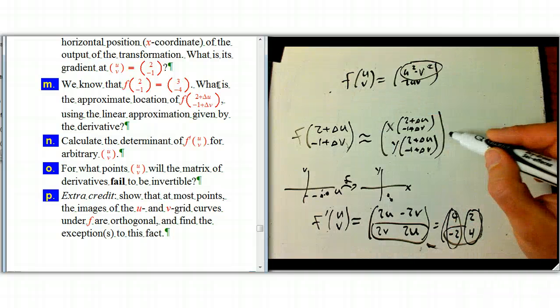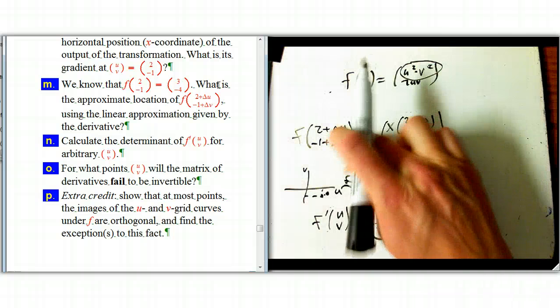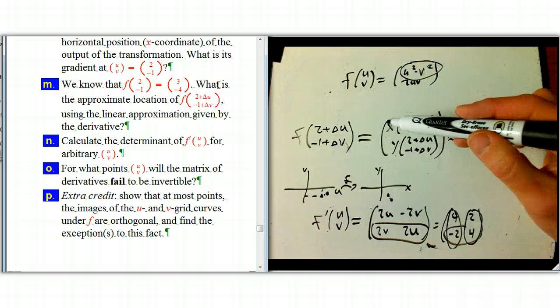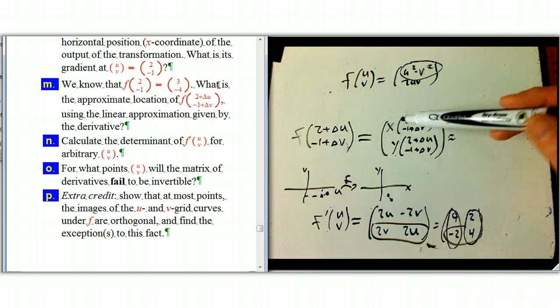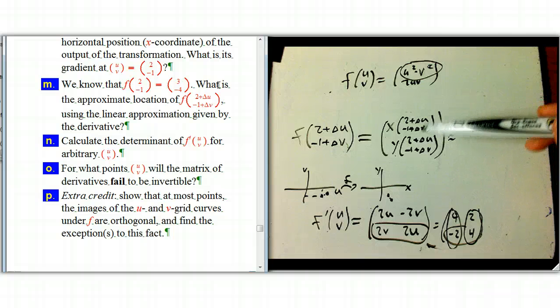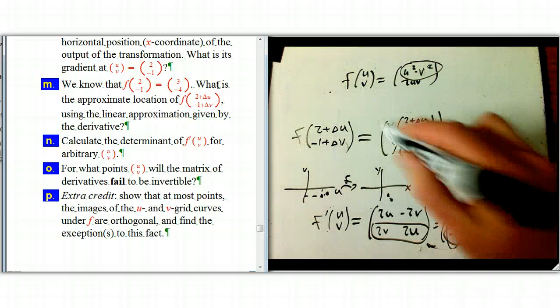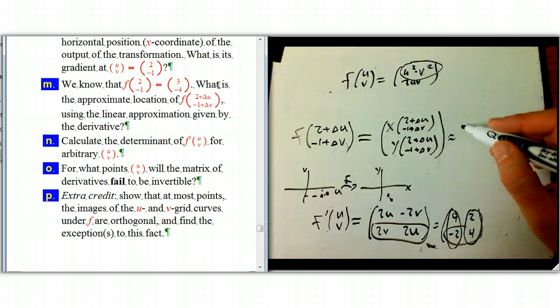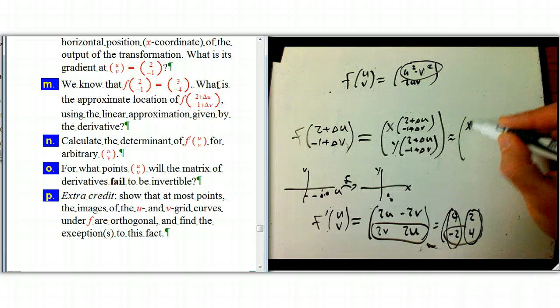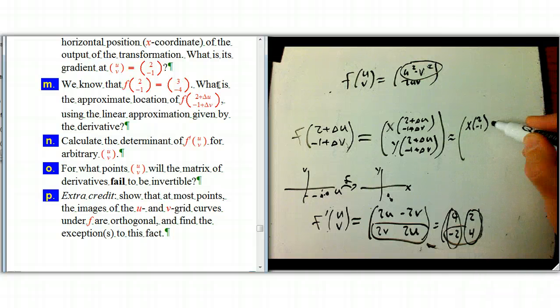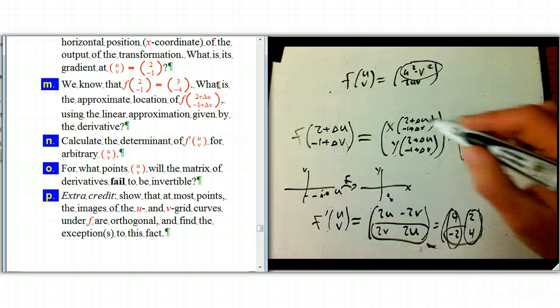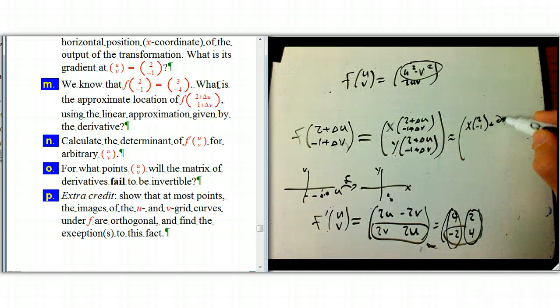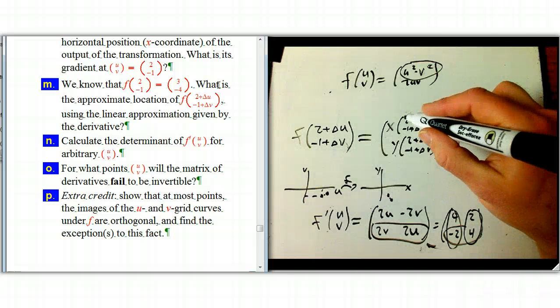We know how to do linear approximations. This is just an equals, really, of some function, usually called f or g or something like that, of the base point plus small changes. That's exactly where partial derivatives come in. First of all, it's just x of (2, -1) plus, then we take the partial derivative of x with respect to u and multiply it by delta u.